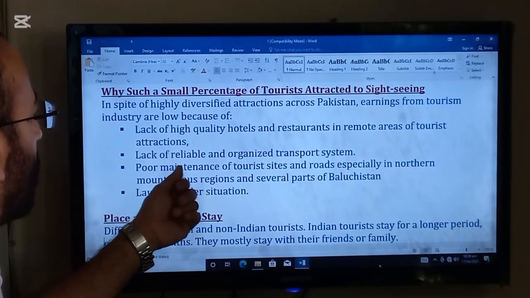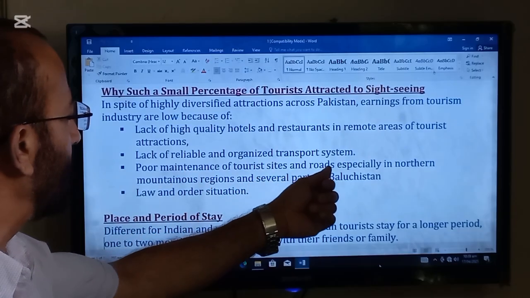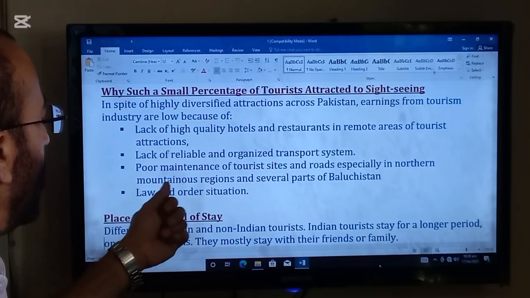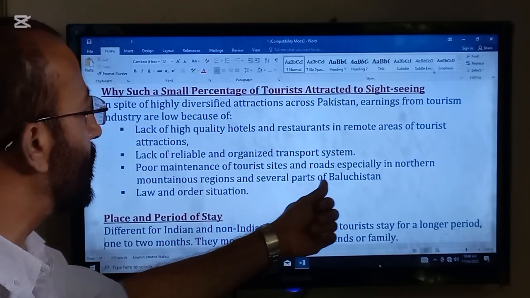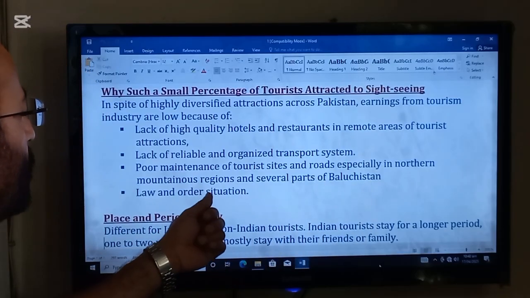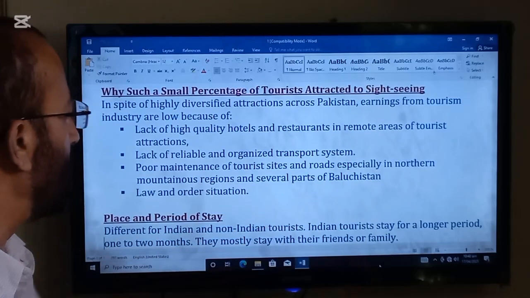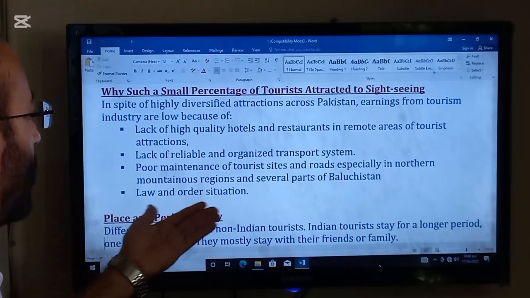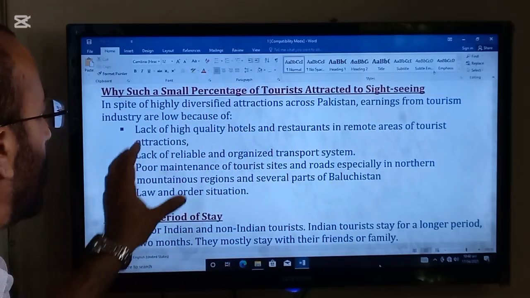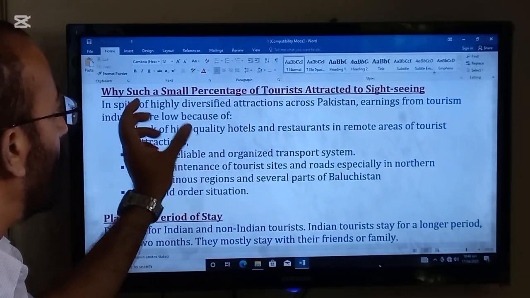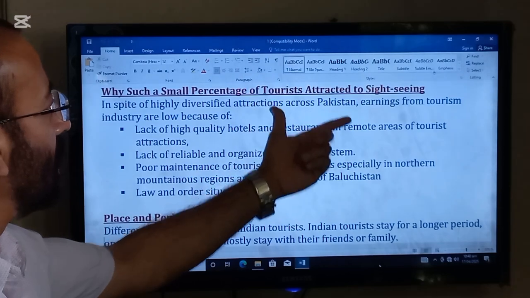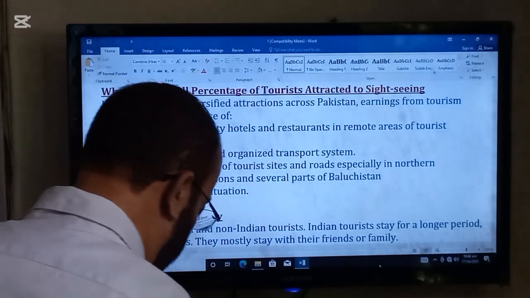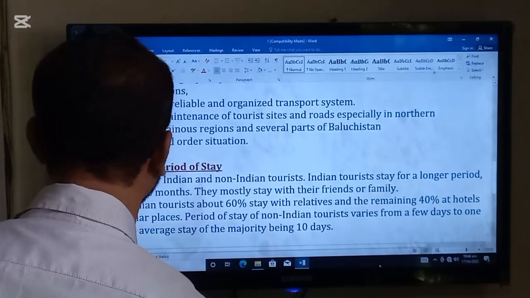Next is lack of a reliable and organized transport system. Next is poor maintenance of tourist sites and roads, especially in northern mountainous regions and several parts of Balochistan. And last is law and order situations. So these are the reasons only a small percentage of these tourists are attracted to sightseeing in Pakistan.